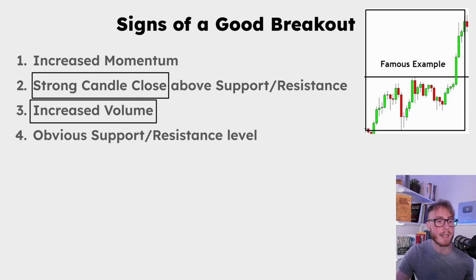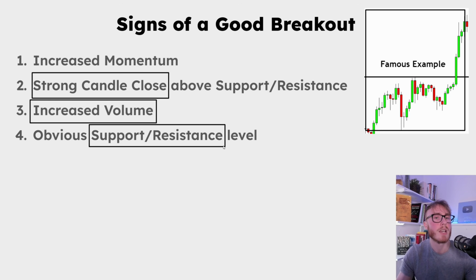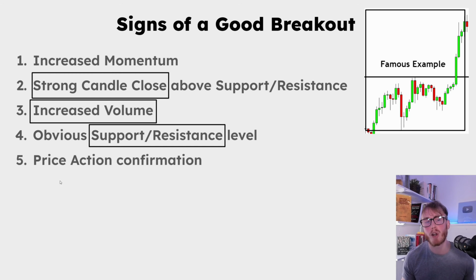The fourth sign here, and this one is actually very important, is that we want the support and resistance level to be obvious. Or in other words, good breakouts often happen when we break a support or resistance level that is clearly visible on the chart. Preferably, we want the level to be one that pretty much all traders can see, because this will often increase the trading activity associated with the breakout. The fifth point here is that we also preferably want some sort of price action confirmation, and I will talk more about that very soon.